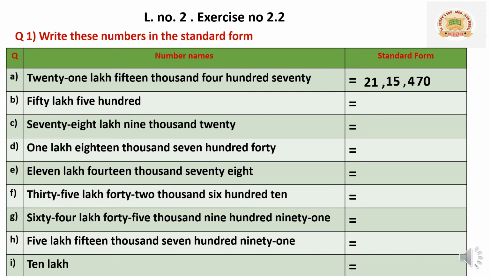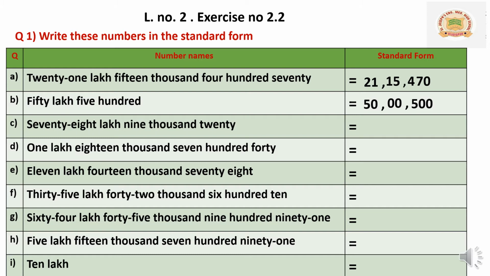Next, B question. 50 lakh 500. See children, 50 lakh 500. There is no thousands period number here. What we have to do? I have shown in the example. We have to insert the zeros. Now let us write the number. 50 lakh. There is no thousand periods number. Let us insert the zeros. Now directly we have to write 500. This is the method to write the answer.